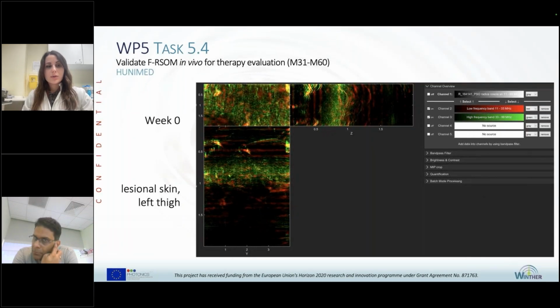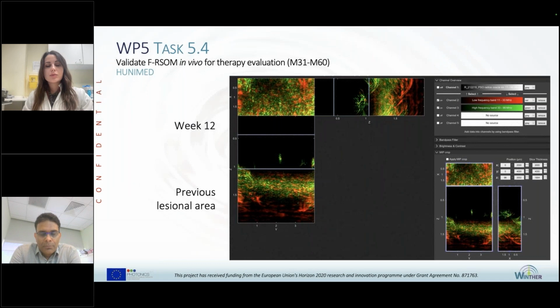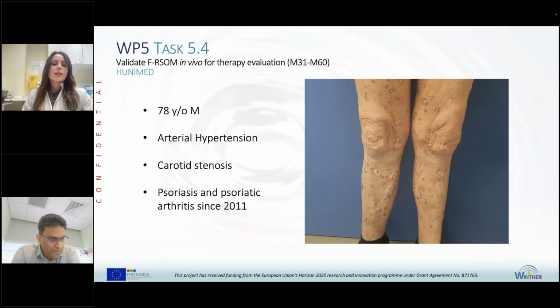We can see the acquisition at week 0, at the baseline, and in this case we took some images not only of the lesional skin but also of the perilesional skin. After 12 weeks of treatment, we took some images, and this is the change that we can observe at the Larson acquisition.